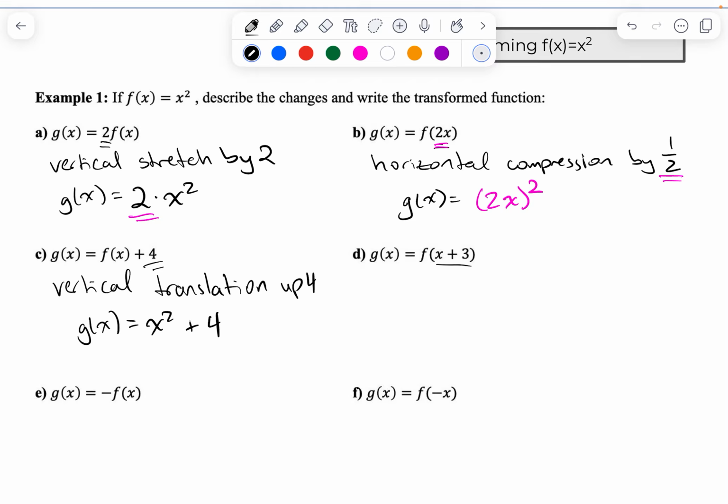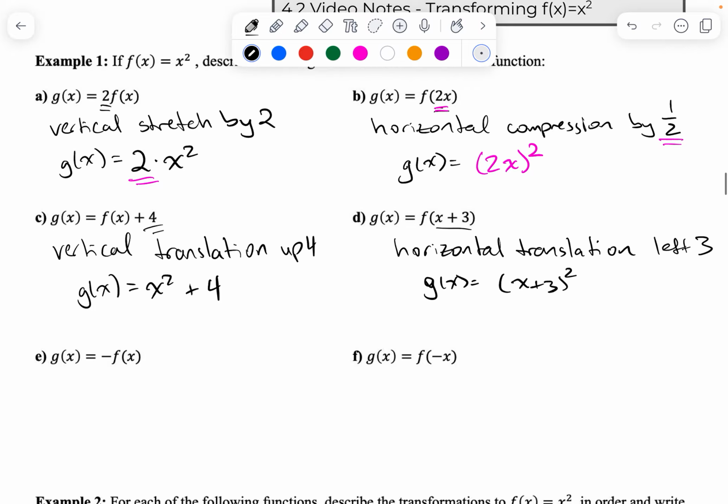Okay? Here, I'm adding 3 to x. So because it's to x, it's horizontal. It's adding or subtracting, so it's a translation. So just movement. And because it's to the x, it's right, left, and plus 3, opposite of that is left 3. And my new function looks like, instead of just x squared, it's going to be (x plus 3) squared. And that's going to give us a movement left 3.